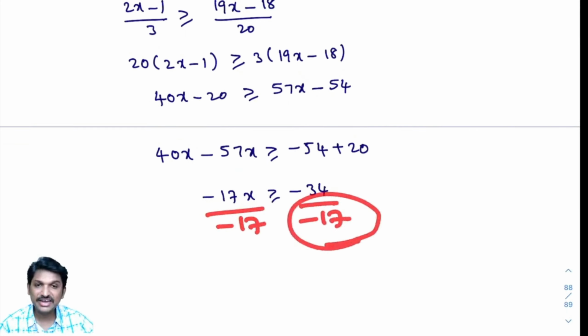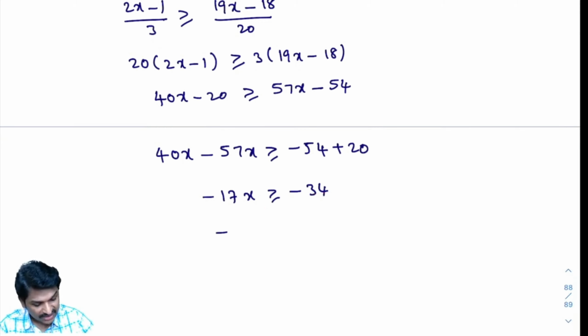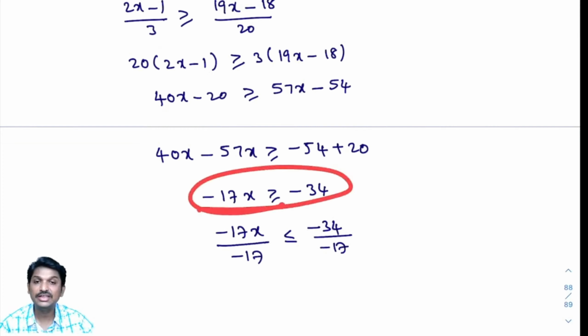Minus 17 is a negative real number, right? For an inequality, if we divide with a negative real number, the inequality sign changes. This greater than or equal to changes to less than or equal to. So here minus 17x divided by minus 17, greater than or equal to changes to less than or equal to. Why? Because for this inequality, I am dividing with a negative real number.